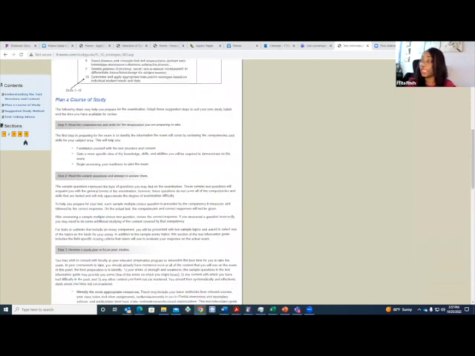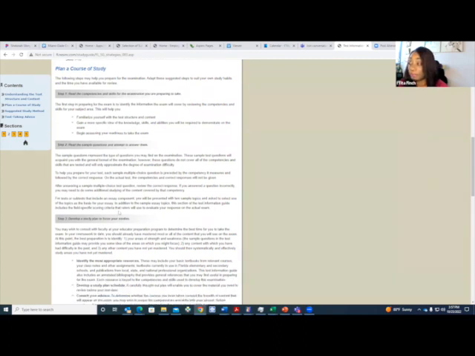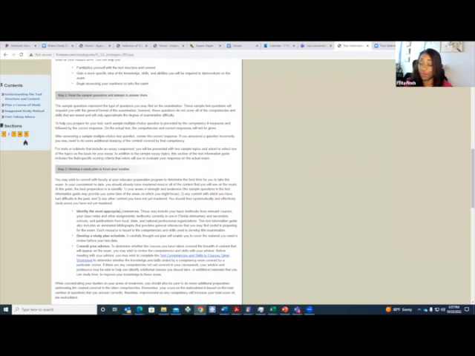If we go back here to our guide, it actually gives you steps as you go through and you answer questions. Step 1, read the competencies and skills for the examination you're preparing to take. Step 2, read the sample questions, attempt to actually answer them. And step 3, develop a study plan based on your focus areas.